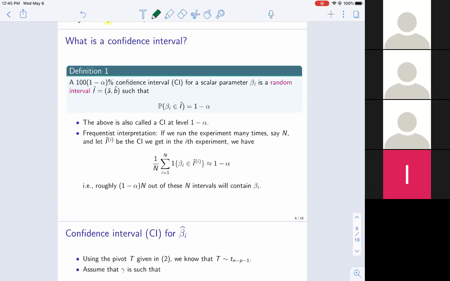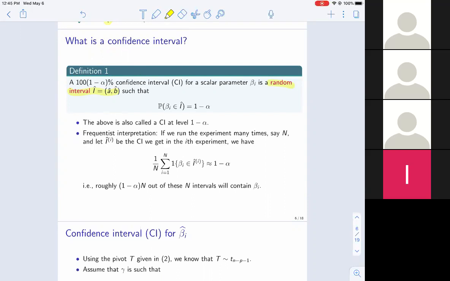So this is the definition. You said an alpha. Alpha usually for us is 0.05. So this would be a 95% confidence interval for a scalar parameter beta i. It is a random interval. The key is that it's a random interval such that beta i lies in this random interval with a certain high probability, or the interval contains beta i.